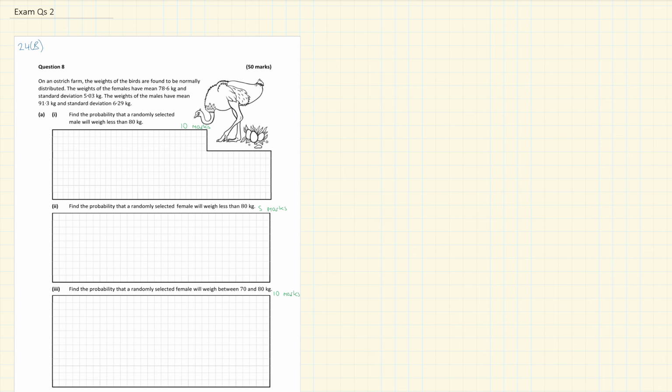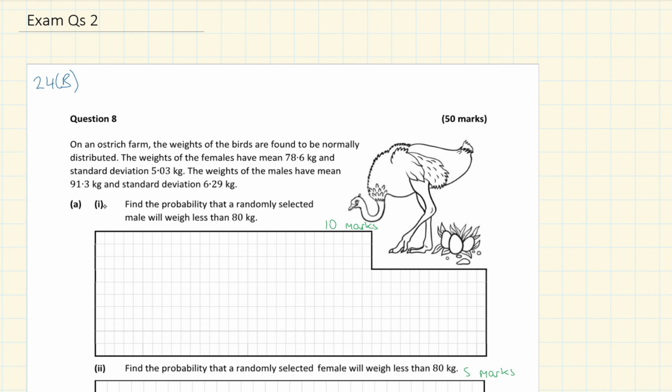So in this video we're going to look at a second exam question on inferential stats. So we'll work our way through the question as usual. We're told it's normally distributed, the weights of ostriches. The weights of the females have a mean of 78.6, standard deviation of 5.03 kilos. Then the males have a mean of 91.3, a standard deviation of 6.29. So our question is to find the probability that a randomly selected male will weigh less than 80.